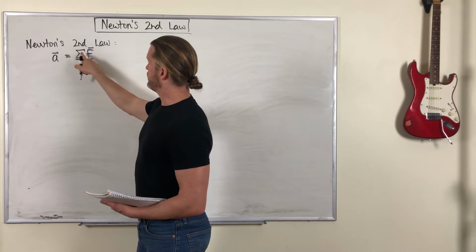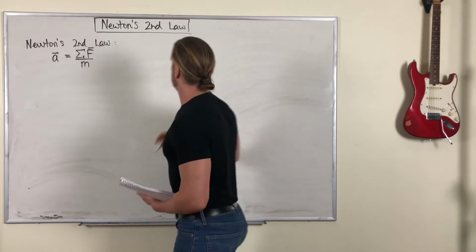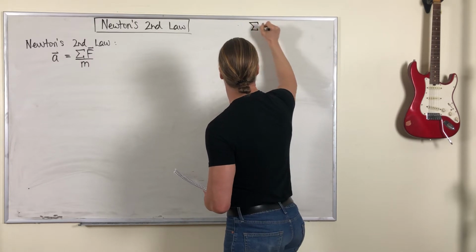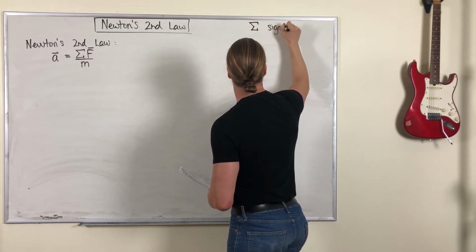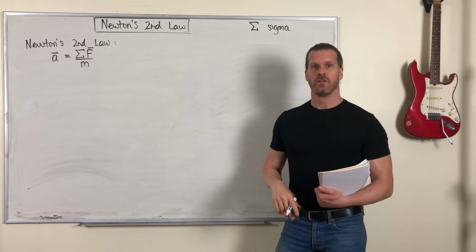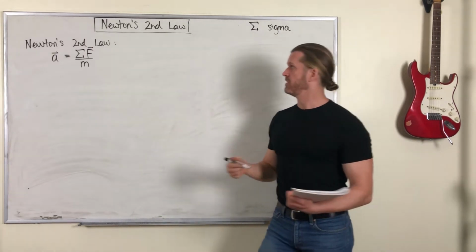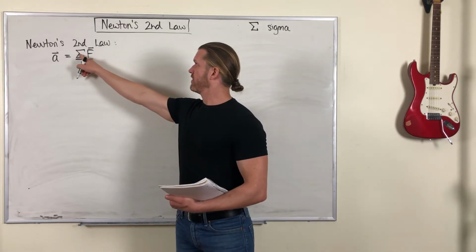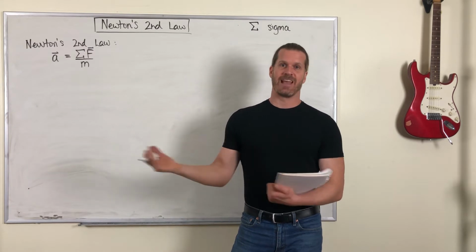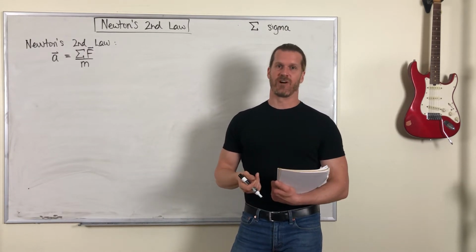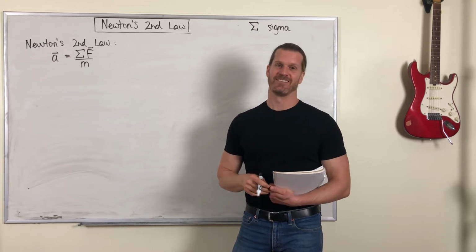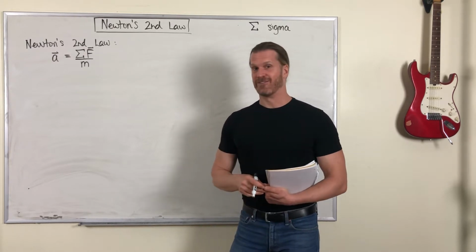A little bit about notation. That's a Greek letter sigma. You might have seen that in math class before. It means to add things up. So this notation is saying there may be several forces. Add all the forces involved in the problem. And yes, these are vectors, so you have to do a vector sum, which you know how to do.